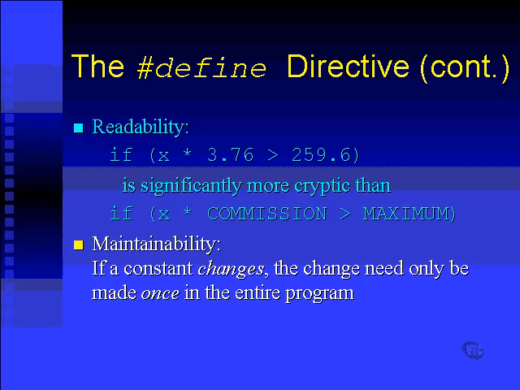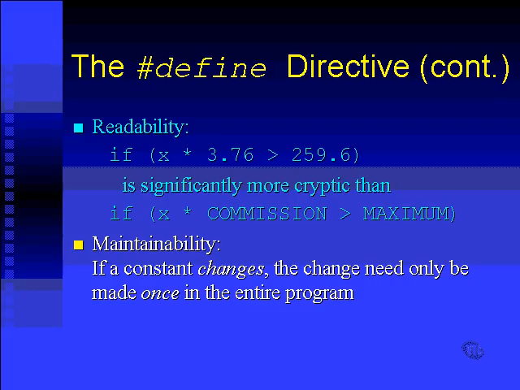Now, of course, in this particular example, you wouldn't have a #define of commission equals 3.76 up the top of each of those 100 files. You would take the #define out of each of those 100 files. In fact, you wouldn't even put it in there in the first place. Where you would put it would be in a #include file. You'd put it in a header file, and you'd simply include that header file in all those 100 files.